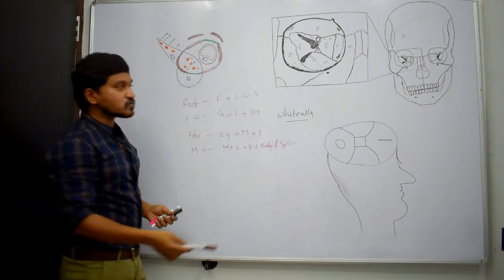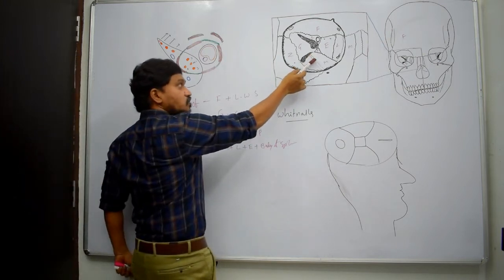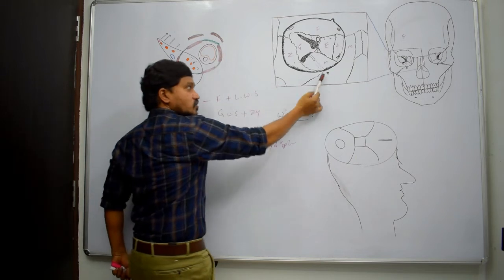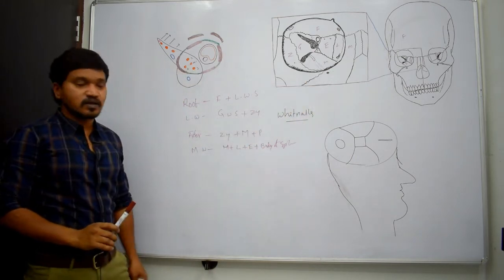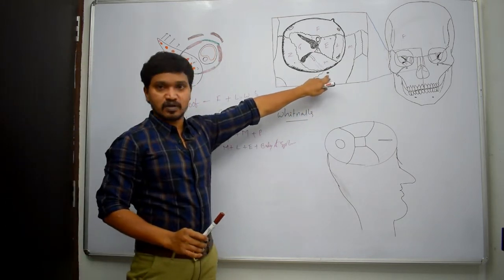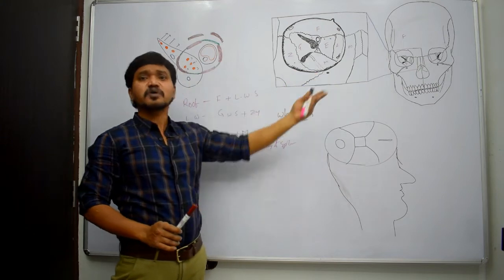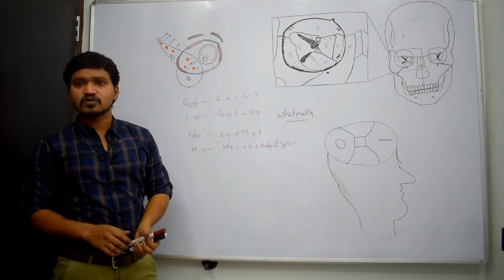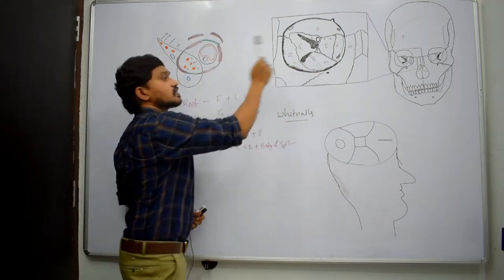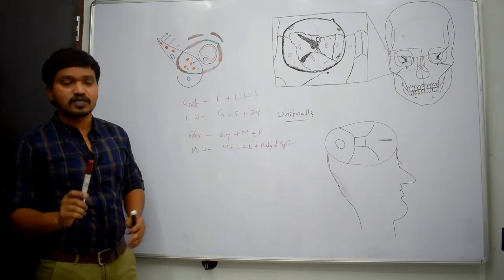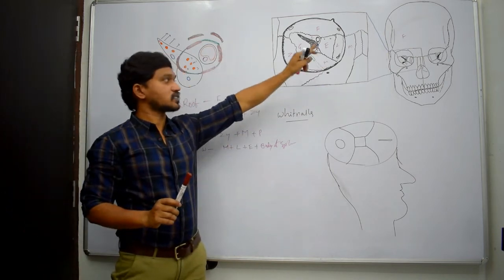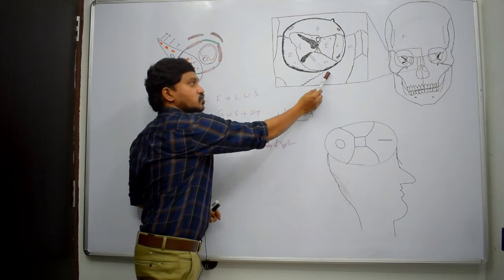Then what are the structures passing through the infraorbital groove and canal and also through the foramen? This foramen is infraorbital foramen. Through all these structures, corresponding vessels and nerves are coming. What are those? Infraorbital vessels and nerves are passing through these structures and they come out through this foramen.